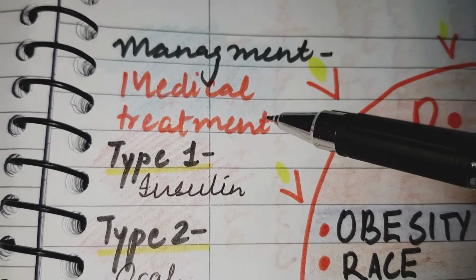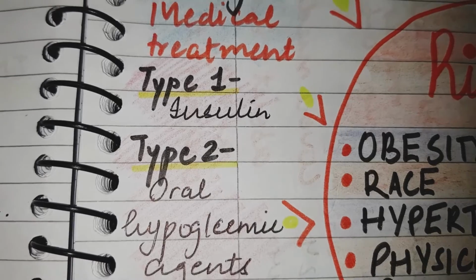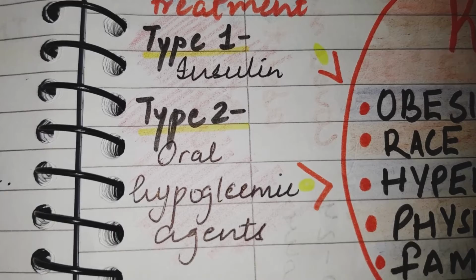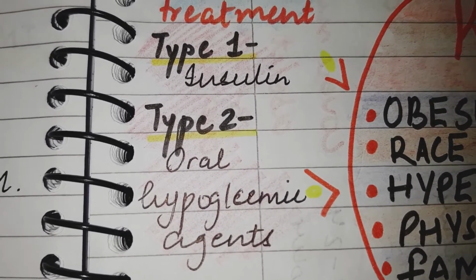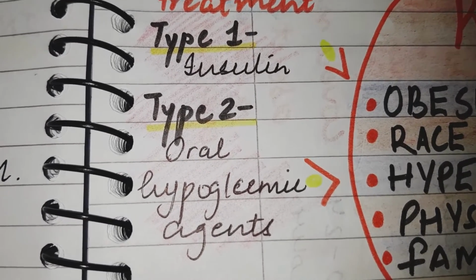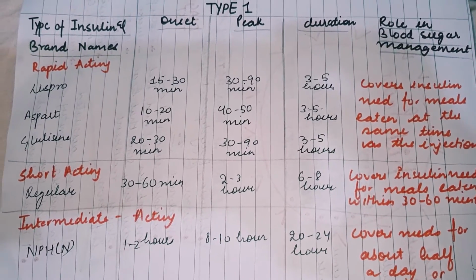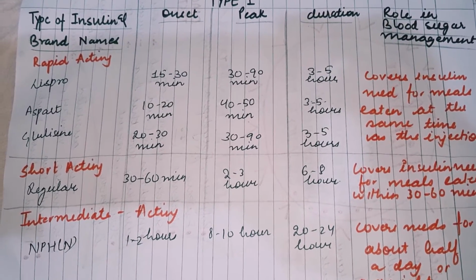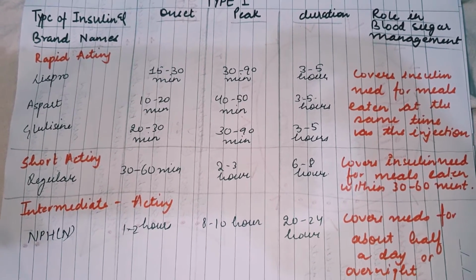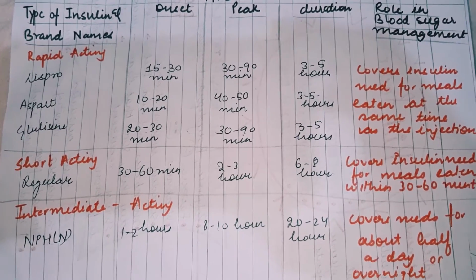How can we manage the medical treatment? So we can manage diabetes mellitus with these two things. If the patient is with type 1 diabetes mellitus, we have to treat it with insulin. If the patient is with type 2 diabetes mellitus, we can treat it with oral hypoglycemic agents. I will discuss a few agents in a further video. So basically, this is the chart for type 1 diabetes mellitus. In this, you can see the brand names, the onset of the medicine, the peak, the duration, and the role of it in the blood sugar management. So if you want, you can take a screenshot and read this in detail.